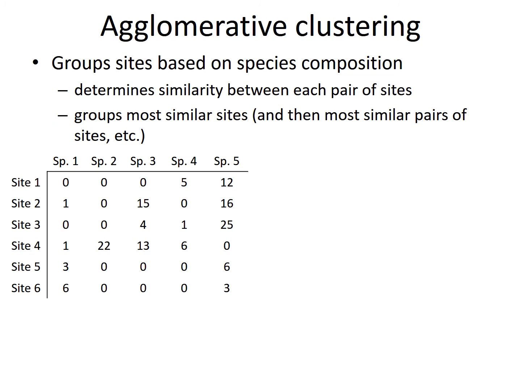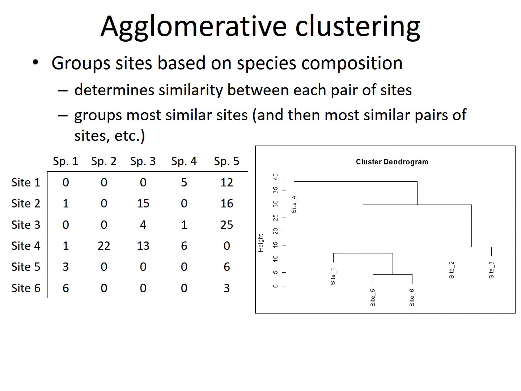So what we can see here is, of course, that site 5 and 6 are very similar. They both only have species 1 and only have species 5 together. We also see that site 4 is very different from the others. It lacks species 5, which the other sites have, and it has species 2, which none of the other sites have. And if we were to go through this clustering, this is the pattern we would see. You'd see that 5 and 6 are the first two that are clustered together, because they have the greatest similarity. And you'll see that site 4 is the last site that gets grouped with these, because it's the most different.